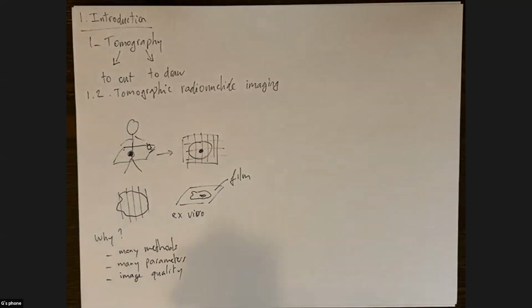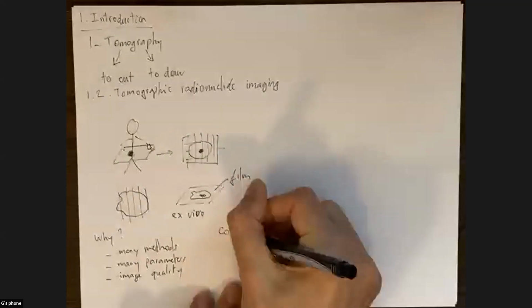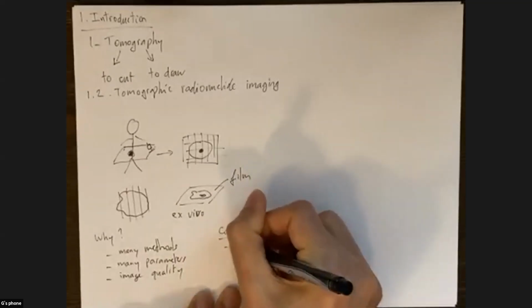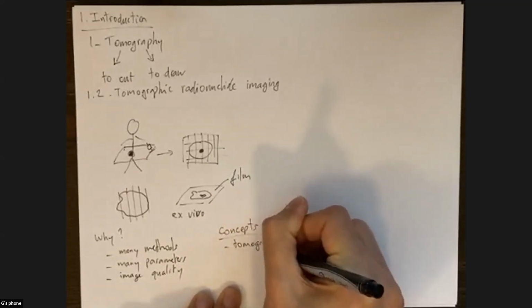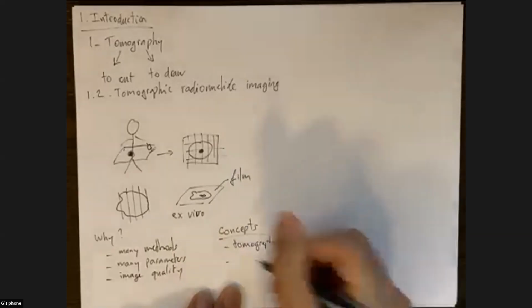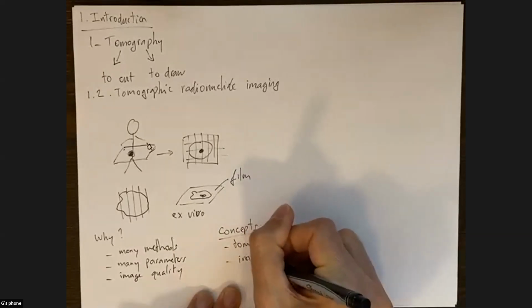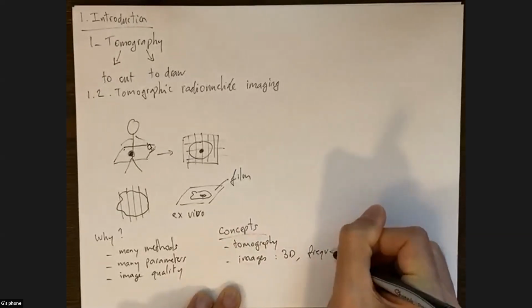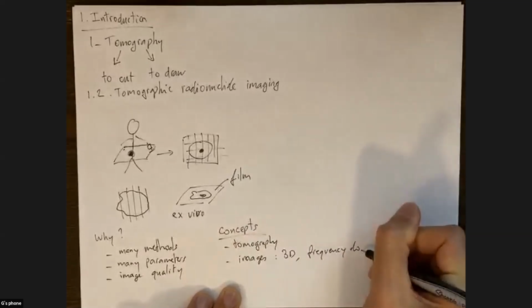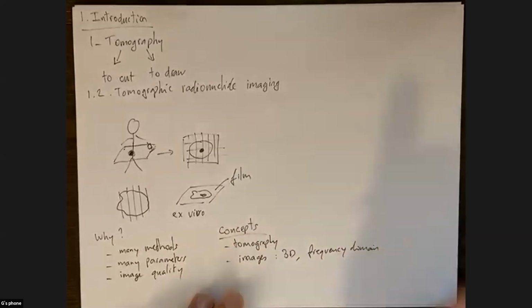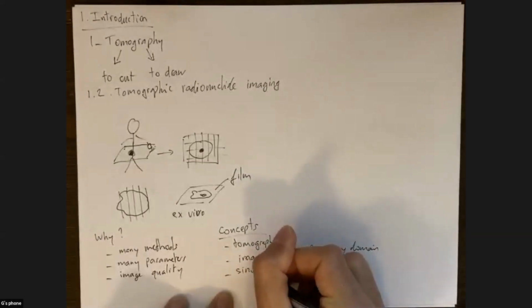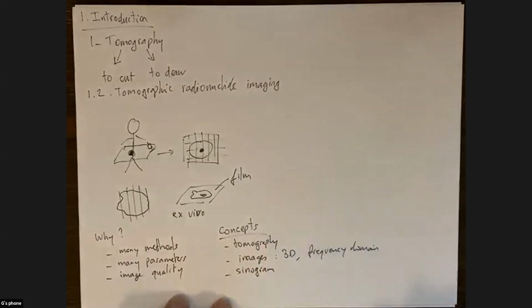The main concepts that I would like you to remember from the lectures today and on Monday are, first, this idea of tomography, which we've talked about. This is an important concept. The idea of images: what are images, in 3D, in the frequency domain. So just having an idea of how we represent images and what they mean. And then we'll be talking about something called a sinogram. That's also an important concept that you may not have come across before.